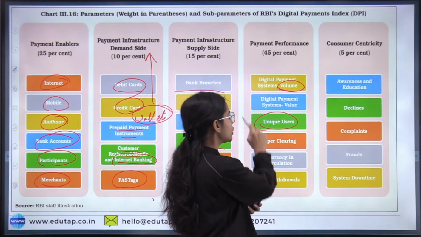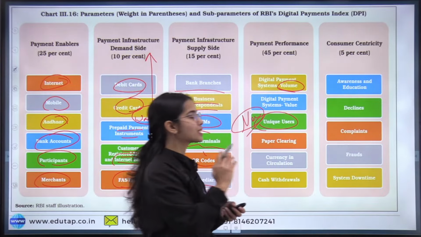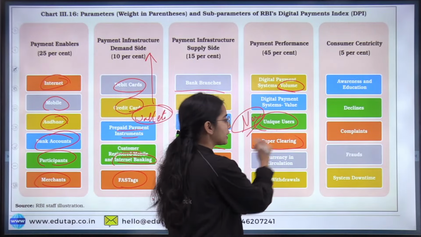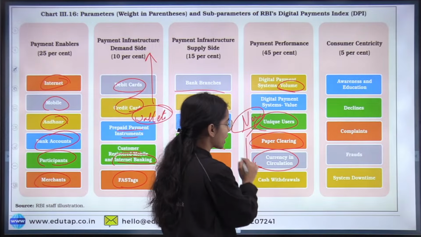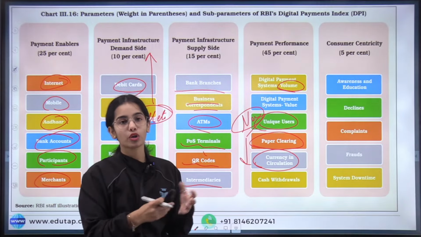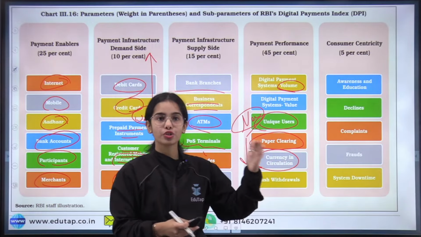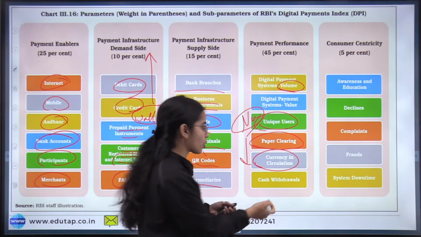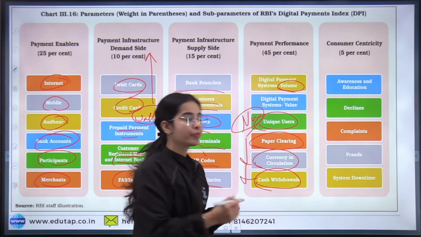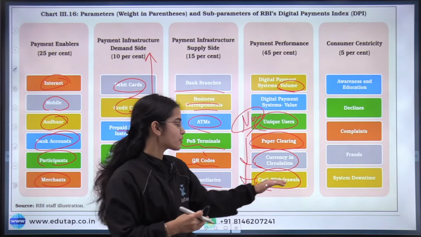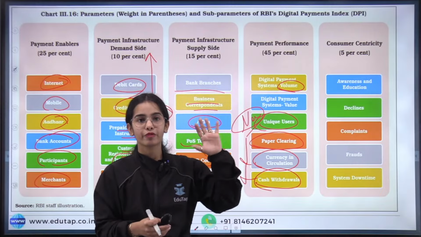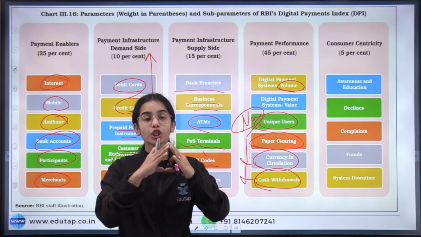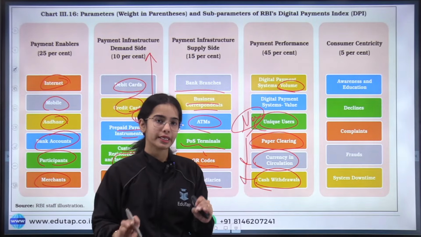Unique users, that is the new users, how many new users have started to do the digital payments, okay. Paper clearing, that is the currency in circulation and paper clearing, have they decreased or not? The currency in circulation should decrease, in the sense that the cash withdrawals that are there should decrease, okay. So that is the idea, that cash withdrawal should reduce with the digital payments, as well as the currency or the rupee or the notes in circulation should also reduce, okay.